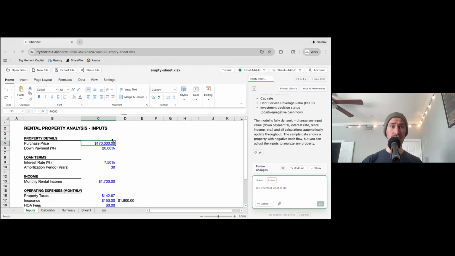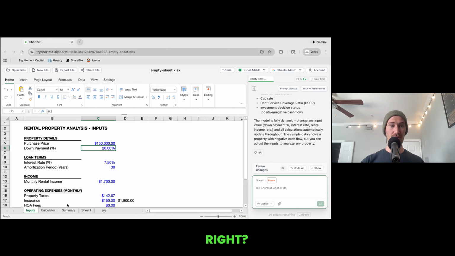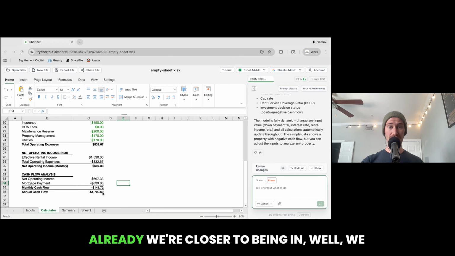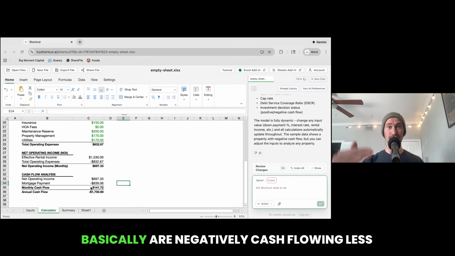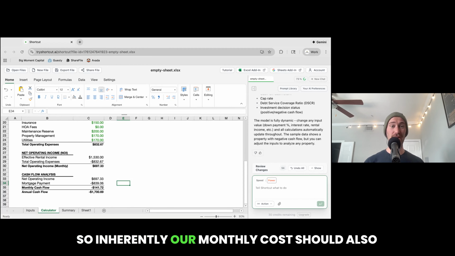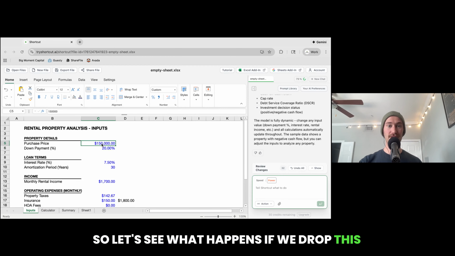So the list price was $170,000. Let's see what happens if we offered $150,000. Right? What does that do? Just changing that alone, nothing else. Already we are negatively cash flowing less than we were before, right? Which makes sense. We're paying less for it. So inherently our monthly cost should also be less, right? Okay. So let's see what happens if we drop this to $130,000.